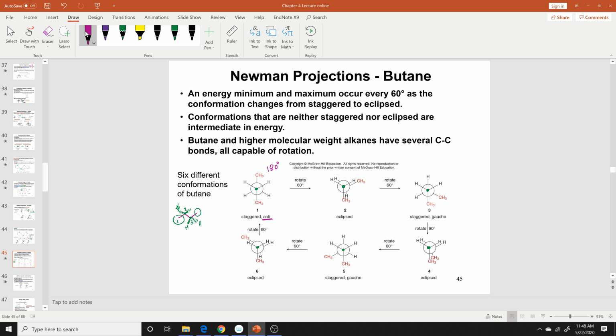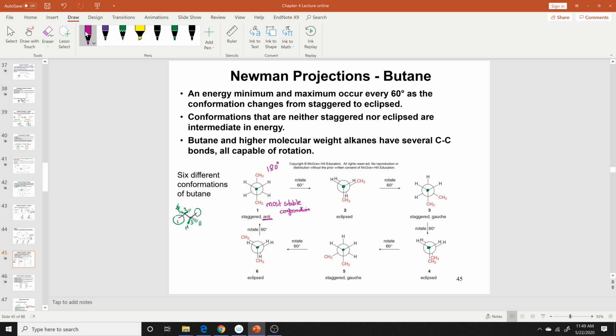In the anti-conformation, since the biggest groups are very far away from each other, there is no sort of electron interaction between them. So this means that the energy of this structure is really low. This means that the stability is very, very high. So for the staggered anti-conformation, this is the most stable conformation.